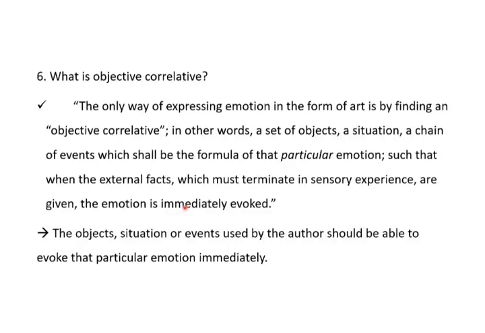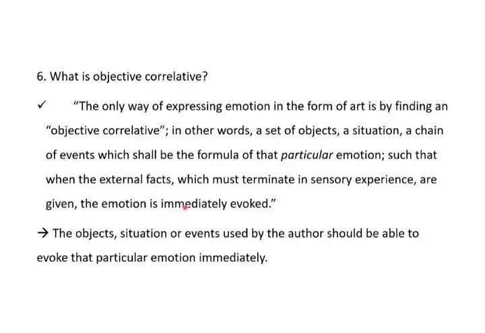Eliot wants to tell that the author always has certain emotions to express to the reader. There should be some correlation between this emotion and the object through which these emotions are being transferred to the reader or the audience. So the medium becomes very important, right? When art is to express these emotions, you have to find certain objects or a situation, or it could be events. These objects, situation and events, chain of events, must have the formula.